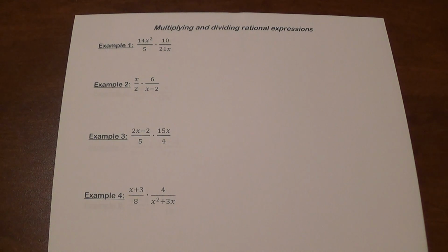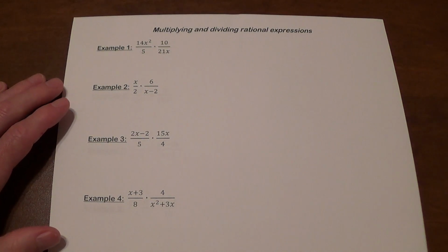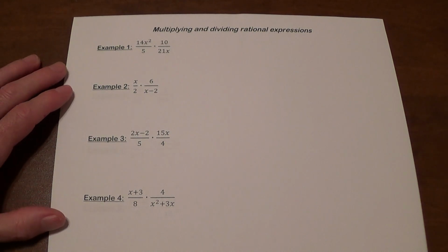Hi, in this video we're going to talk about multiplying and dividing rational expressions. So let's take a look at the first example. 14x squared over 5 times 10 over 21x squared. You should have, hopefully by now, a pretty good understanding of how to multiply fractions and how to simplify fractions. So we're going to rely on this concept.